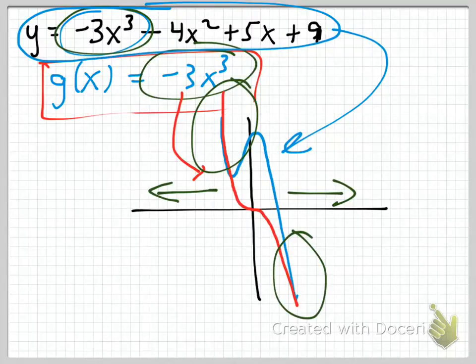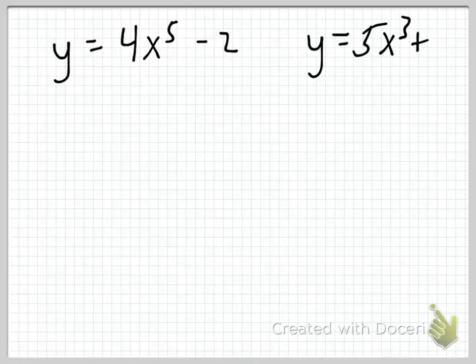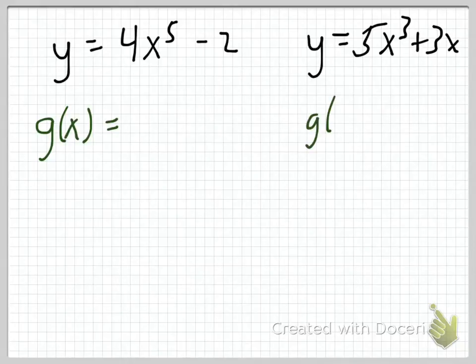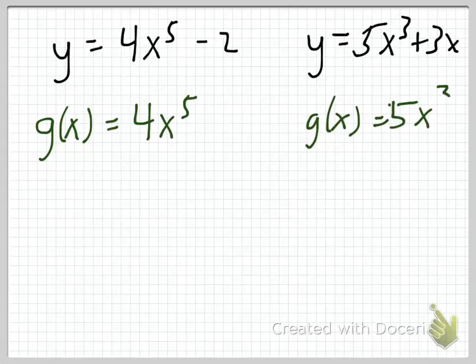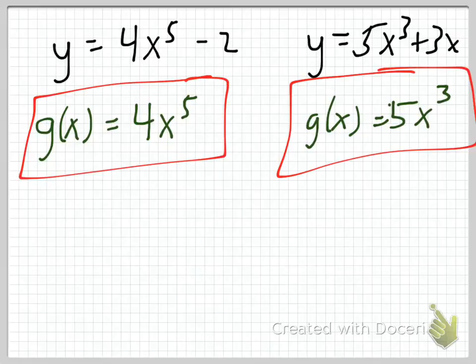Let me give you a couple problems to do on your own, which I don't think you'll need, but I'm going to give them to you anyway. Just write these down. y equals 4x to the fifth minus 2, and y equals 5x to the third plus 3x. Give me an end behavior model for each of these. Pause the video, and I'm just going to go right into it because it's going to take 2 seconds. That's a long 2 seconds, but nevertheless, those are your end behavior models for the two functions listed.